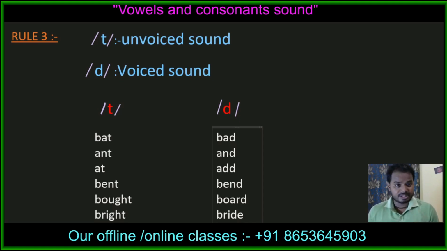If I talk about some examples with T: bat, ant, at, band, bought, right. With D: bad, and, add, bend, broad, ride. So my dear friend, in that way you can improve your pronunciation. Learn which one is voiced, which one is unvoiced, and how to improve your pronunciation. If you closely understand each and every point, then you can definitely improve your pronunciation as soon as possible.